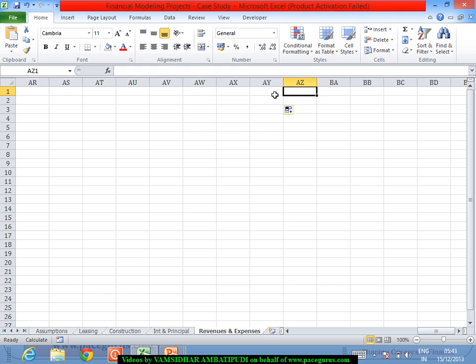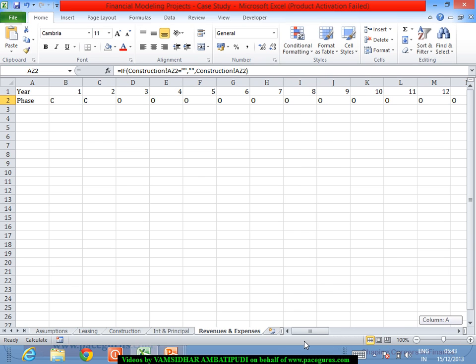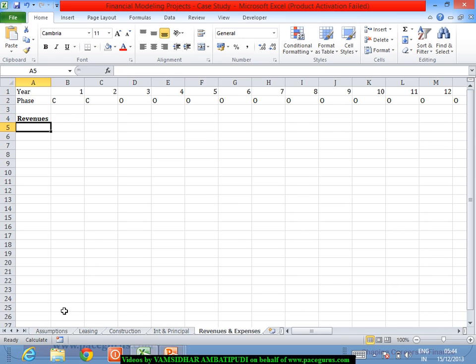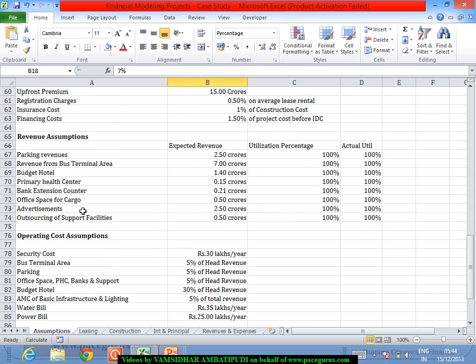Right, I will take it up to AZ, the same logic, fair enough. Now, which means up to here, this is the construction and this is the operation space. Now, let's look at the revenue side before we get into the expenses part. The revenues, we are saying these are the various sources of revenue.